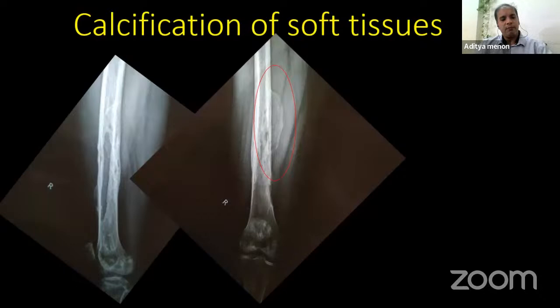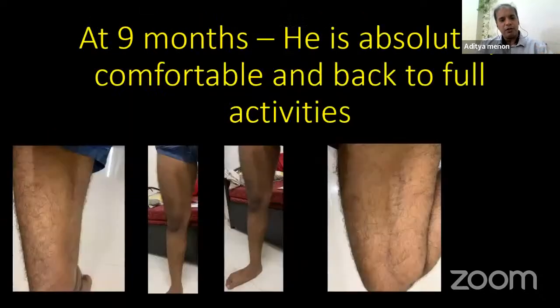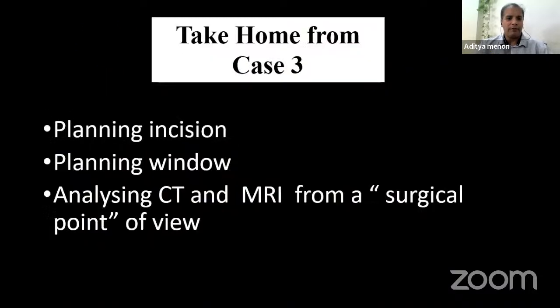Eventually what happens with time is the bone consolidates along the window. The window never closes, but it becomes thick and shrinks in size. And this was the picture at 9 months. It was absolutely comfortable and back to full activity.